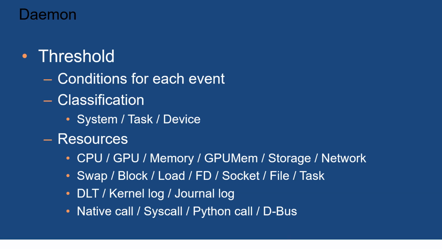In the case of resources, as well as hardware devices such as CPU, GPU, RAM, storage, and network, logical resources and states such as block, system load, file descriptors, sockets, and in-storage files are also included. In addition, various types of logs, functions, and IPC messages are also available to be monitored.